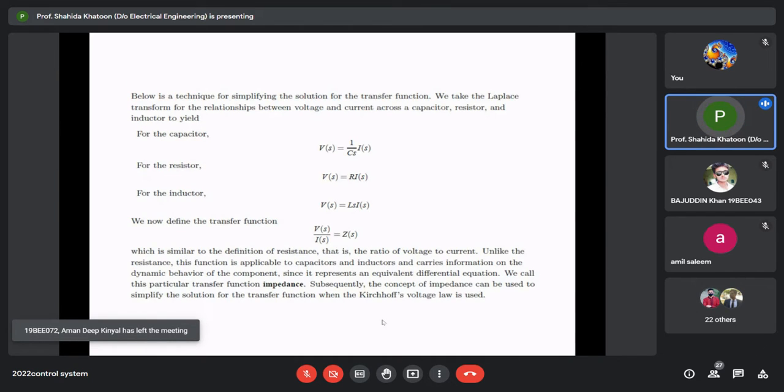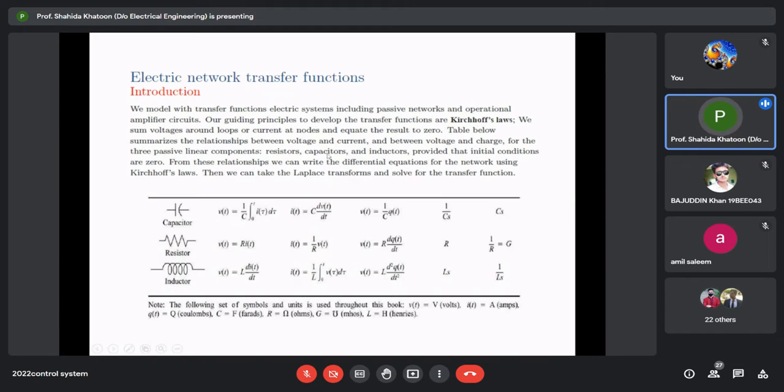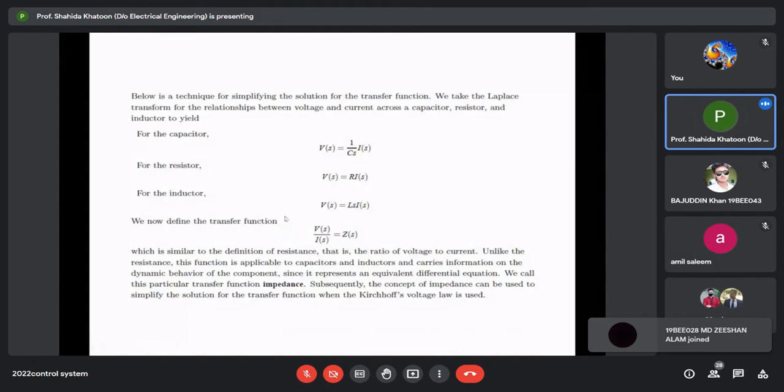For the technique of simplifying the solution for the transfer function, we take the Laplace transform of the relationship between voltage and current across the capacitor, resistor and inductor to yield, for the capacitor, V(s) equal to 1 by Cs I(s). If we take the Laplace transform of v(t) equal to 1 by C integral i(t) dt, V(s) becomes 1 by Cs I(s), because the Laplace transform of an integral is 1 by s.